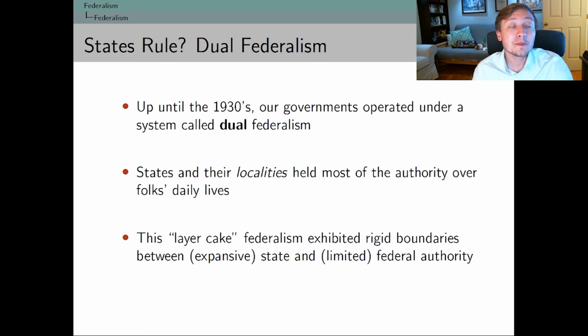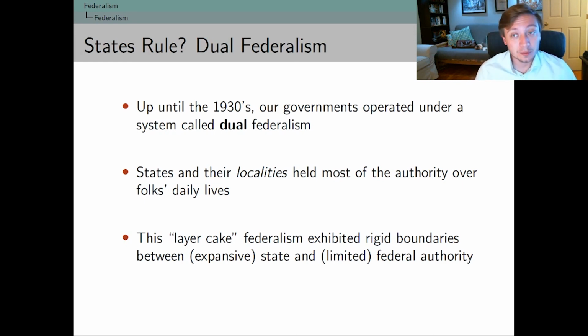So up until the 1930s, if we think about the history of this relationship between the states and the federal government, we had a system that many scholars refer to as dual federalism, which essentially means that we've got states and their localities really holding most of the authority over the way that average people are living their lives.